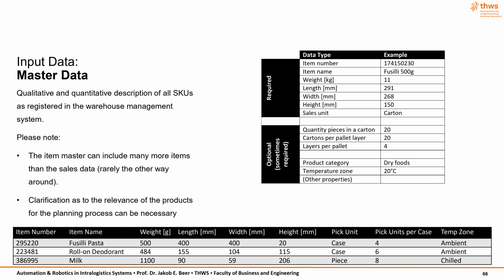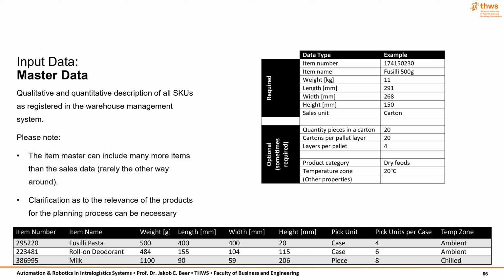Product category information, such as whether an item is considered dry goods, cosmetics, or fresh produce, helps define storage zones and may influence safety or consolidation rules. The temperature zone, such as ambient, chilled, or frozen, is another decisive factor, particularly in facilities where climate control impacts layout, infrastructure, and material flows.